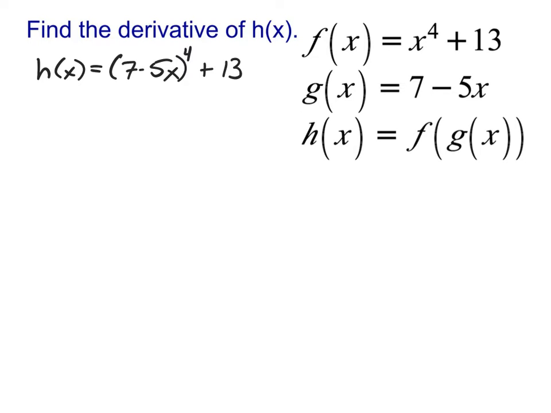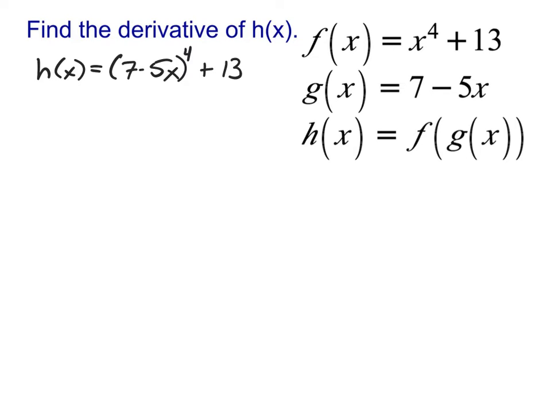And this now should look like your assignment. Number 3, actually, off of last night's assignment. This is the same problem now. Now, you got a couple options. You could go ahead and do 7 minus 5x to the 4th, multiplying all that out. Or we could use the rule that we came up with for g of x to the 4th.